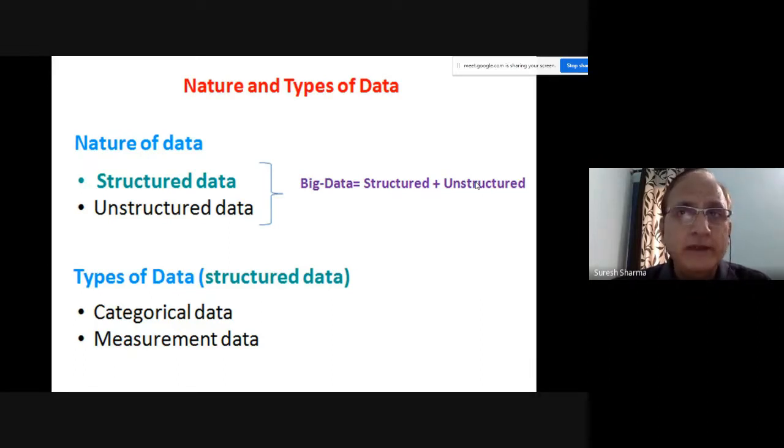There may be some numeric form, there may be some part which is not numeric. So this kind of data is called big data. But as far as this program is concerned, today's program, I will focus only on structured data.